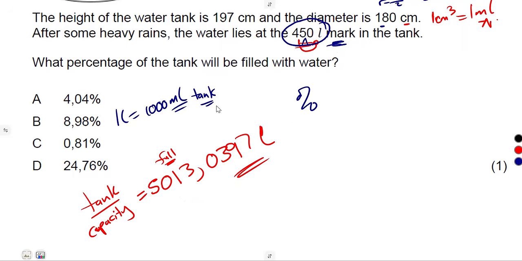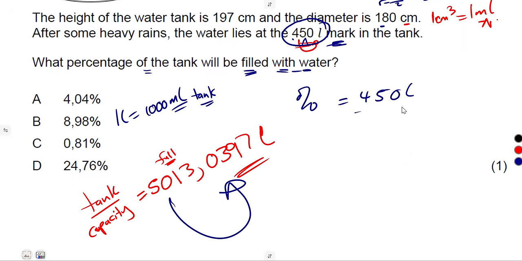So as a percentage, to find the percentage of the tank which is filled with water, this is what our tank can carry. So the water that is there is what? 450 liters over what our tank can carry. Our tank can carry what?